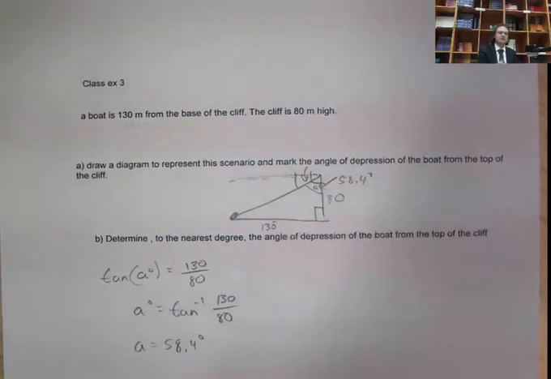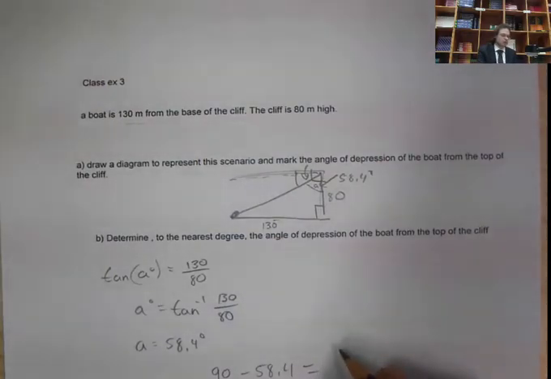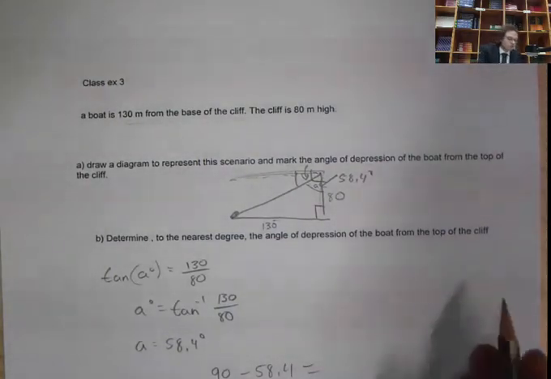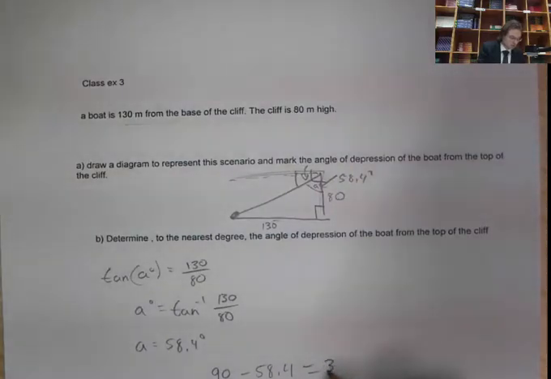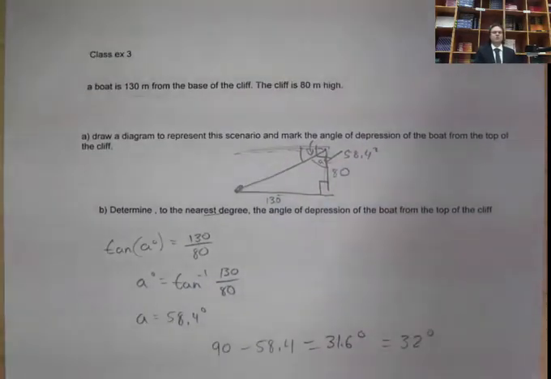But we know from here to here is 90, right? Because straight across, straight down, that makes a 90-degree angle. So I'm going to go 90, subtract 58.4 will give me 31.6 degrees. And it wants the nearest degree, so that's equal to 32 degrees is going to be my answer. Alright? And that's it. Okay, so let's take a look at my last one.